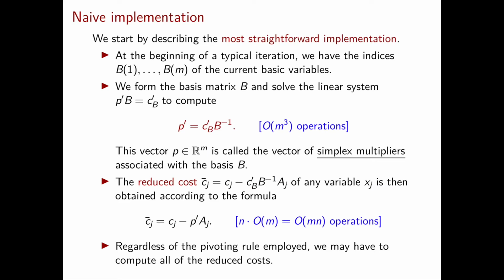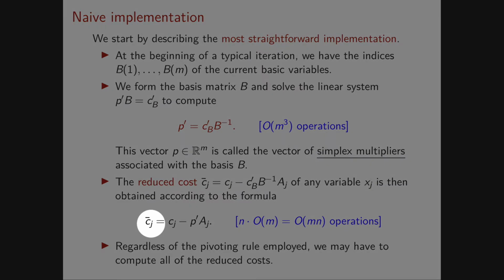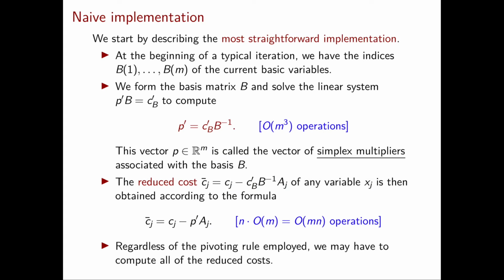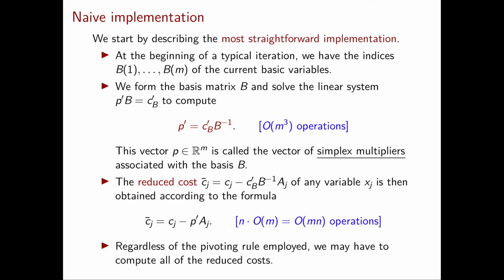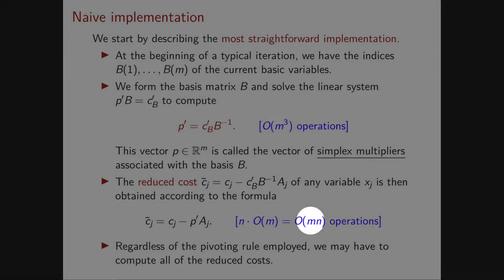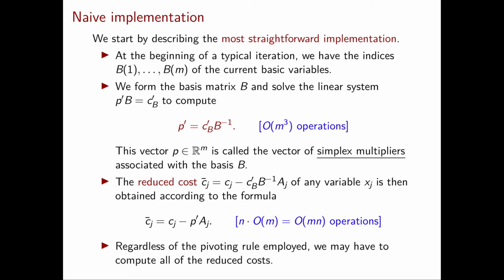Now, the second remark that I want to make is that we know already that the reduced costs of the basic variables is always 0. So we don't really need to compute the reduced costs for the basic variables. We can just focus on the non-basic variables. Accordingly, to compute the reduced costs of only the non-basic variables, we only need n minus m times big O of m operations. However, this product still gives us big O of mn operations. Therefore, this simplification doesn't give us any better runtime asymptotically.